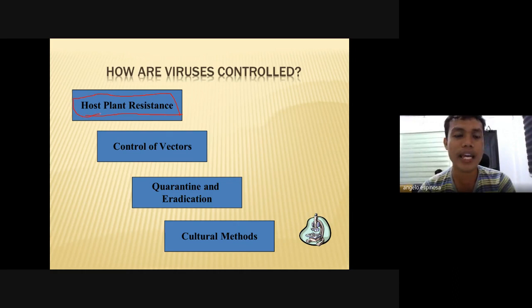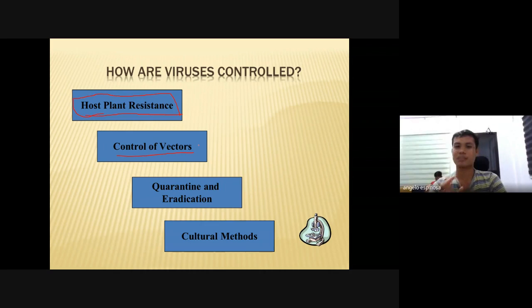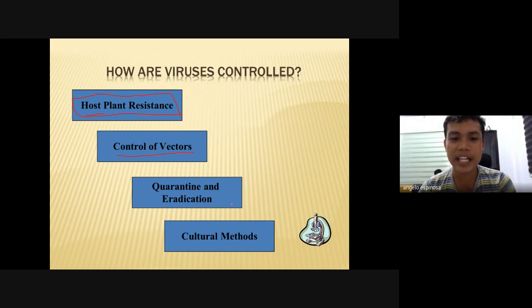Next is control of vectors. Oh, yung mga vectors, possible na mga vectors, tanggalin yung mga weeds, tanggalin yung mga ano. So, and we have quarantine and eradication. Later on, pag-usapan natin yung pinakaiba ng quarantine at eradication. And then, cultural methods. Okay, let's start with the host plant resistance.